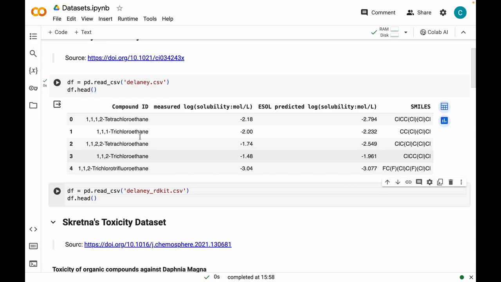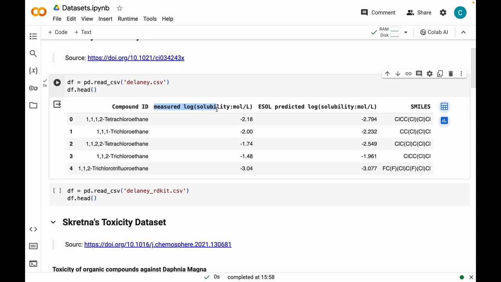As you can see here in this dataset, we have the names of the organic compounds, measured log solubilities, which would be our target or dependent variable. And we also have the predicted solubilities, which Delaney predicted in his paper. Along with that, we have the SMILES strings.